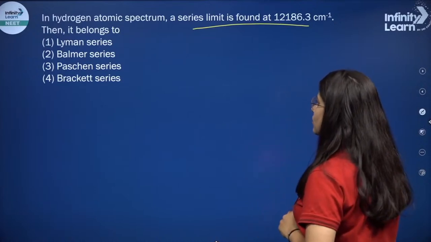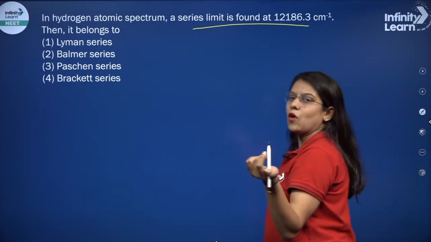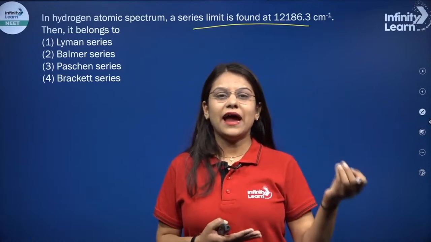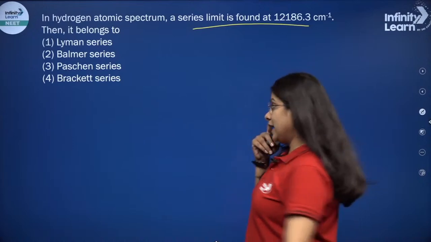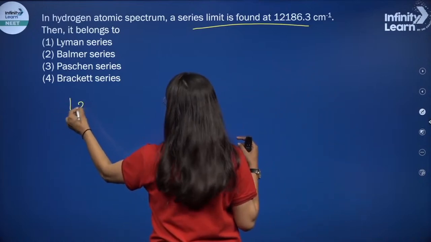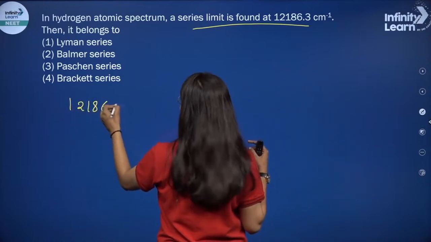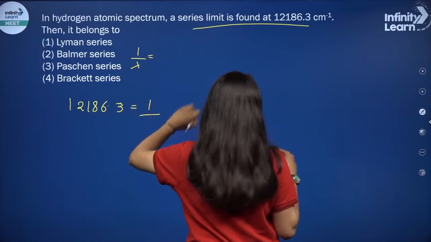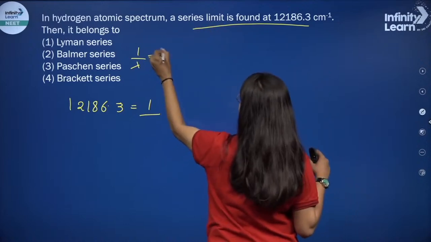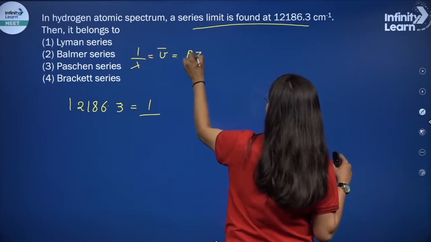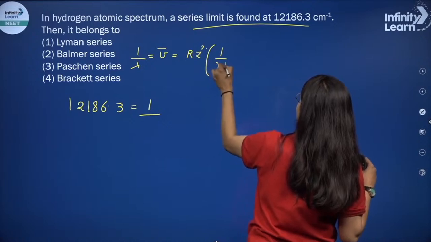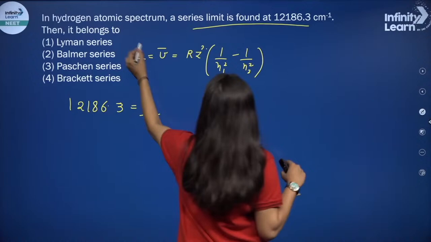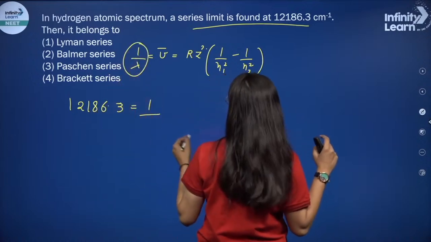In the hydrogen spectrum, a series limit is found at 12186.3. It belongs to what? So, series limit is what? Series limit means that the series will end after that. So we can say that our N2 will be infinity. I am talking about a series limit of one component of the hydrogen atom. So generally what is the formula? The formula is 1 by lambda, which is the wave number, equal to R Z square into 1 by N1 square minus 1 by N2 square.